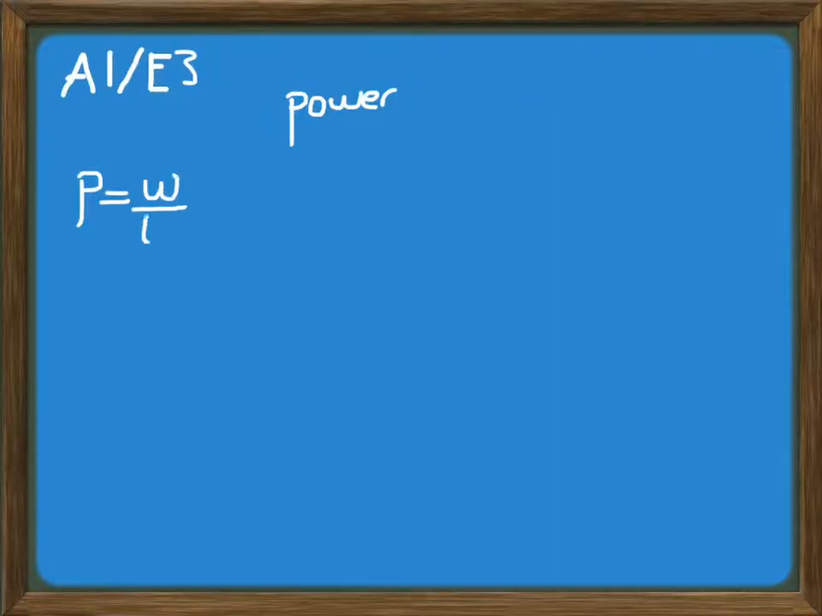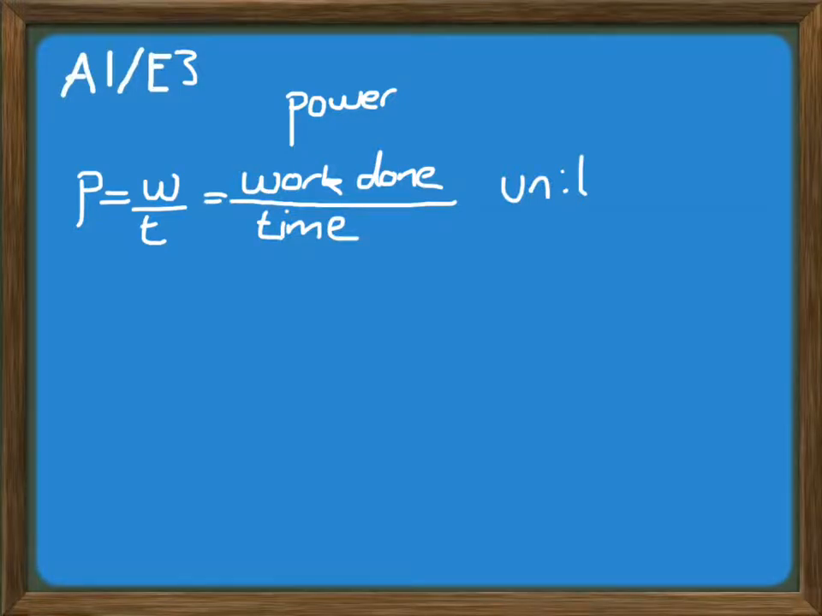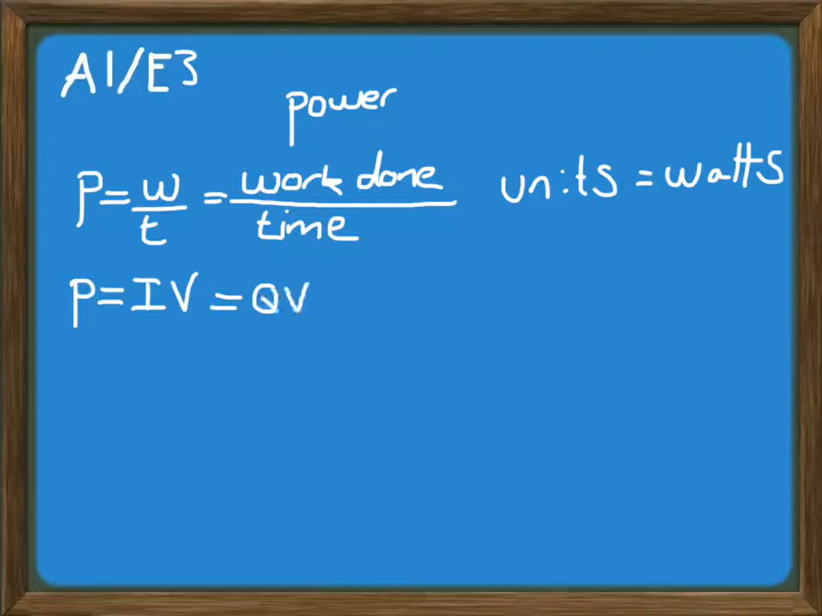Power is equal to work done divided by time, and the units of that are watts. Power is also equal to the current times the voltage, and this is the same as Q times V divided by T, so the charge times voltage divided by time.